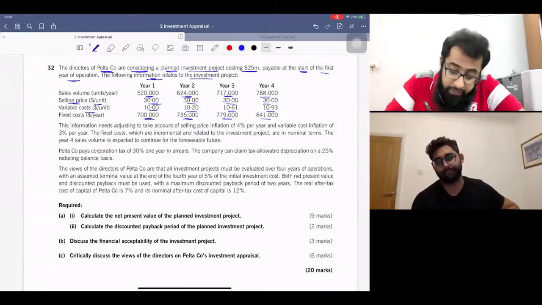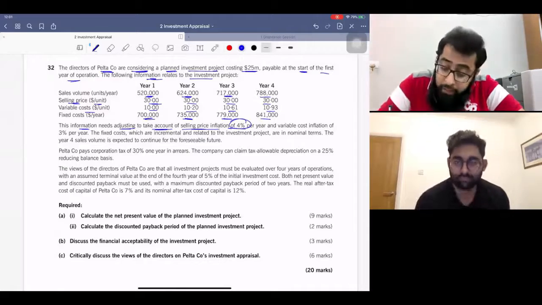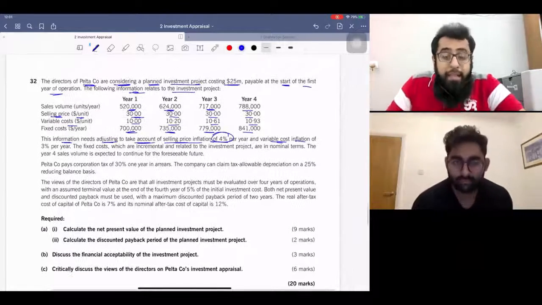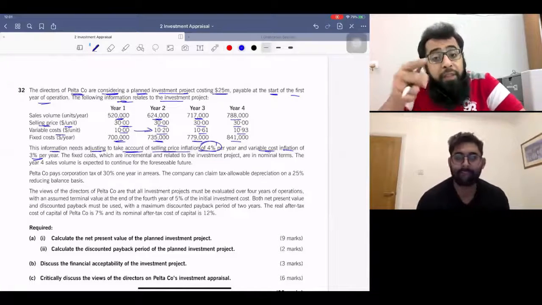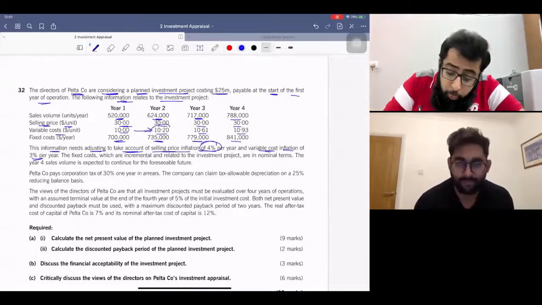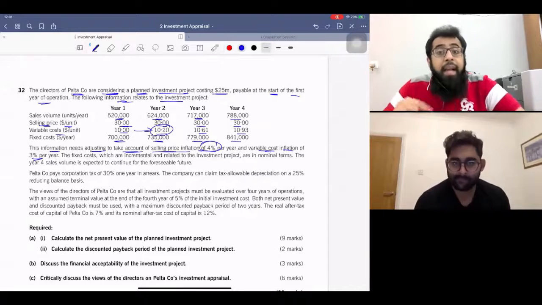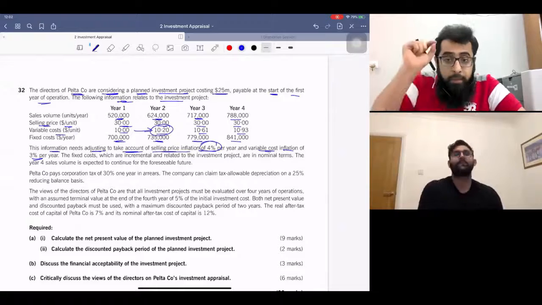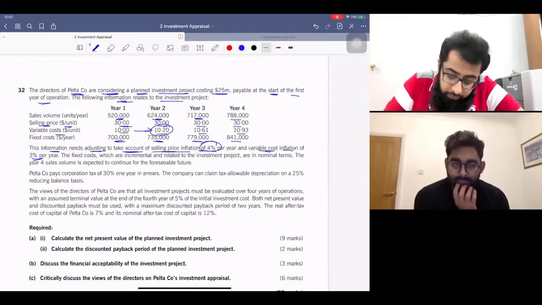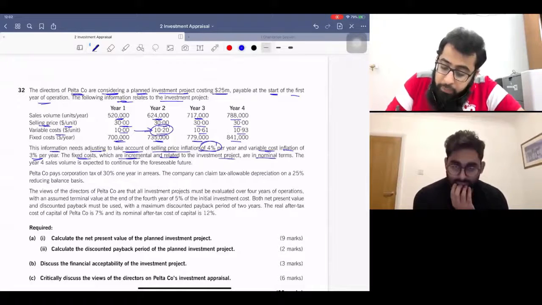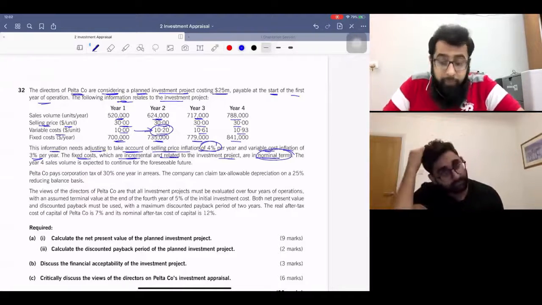Okay. Now, listen in. The information needs adjusting to take account of selling price inflation of 4% and variable cost inflation of 3%. Now, this means that 10 to 10.2 do not include the impact of inflation. We have to put the impact of inflation separately. Got it. 10.2 is the uninflated value. Now, this will be a good learning, that how you have to inflate this 10.2, because now you have to use the concept of power. When I'm calculating it, I'll teach you. The fixed costs, which are incremental and related to the investment project, are in nominal terms. Fixed cost is already inflated. Nominal means inflated.